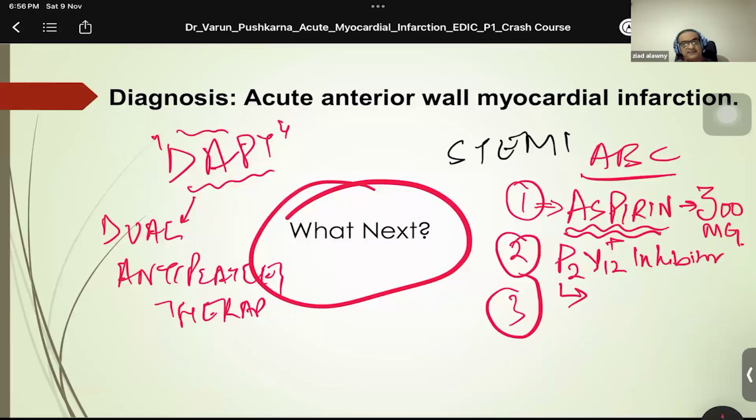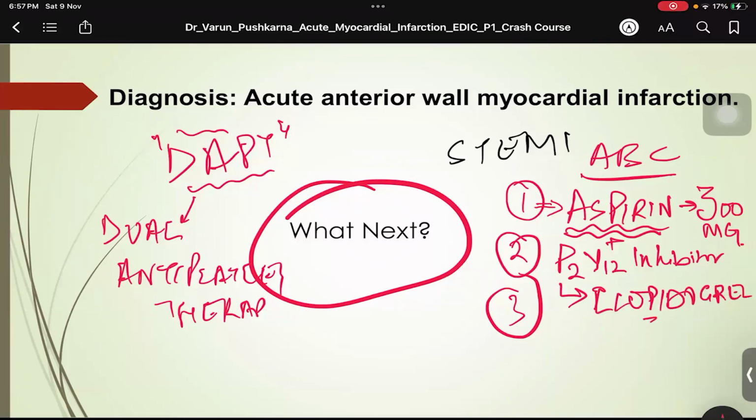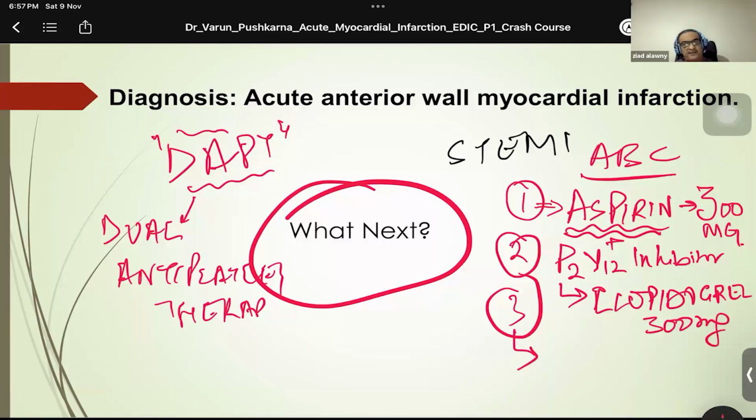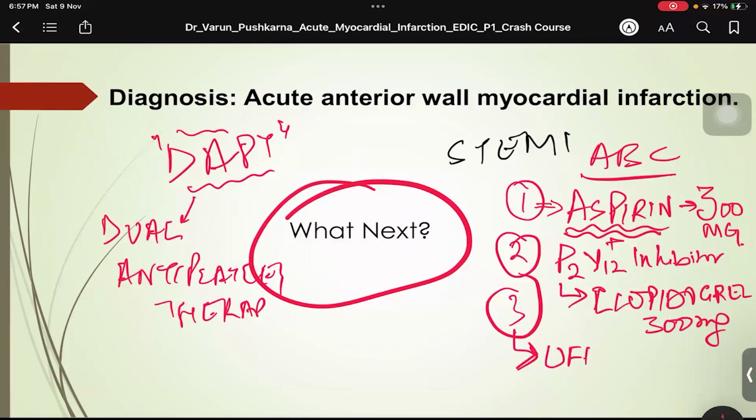Right now the major guidelines are banking upon ticagrelor, but if we go by the classical system of working, it will be clopidogrel. How much? I would give 300. Wonderful. Anything else along with that? I'll give anti-lipids and analgesic also for him. So we will give unfractionated heparin, or we will give low molecular weight heparin.